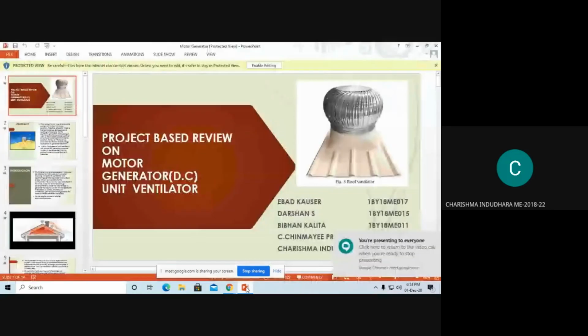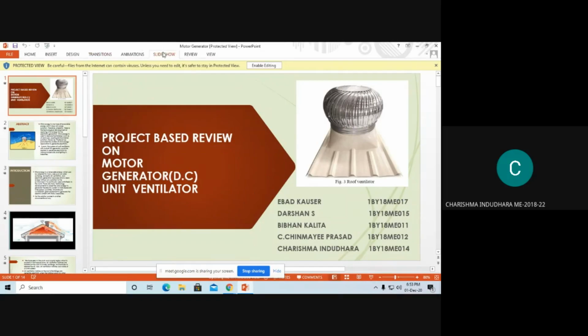Hello, everyone. We are from the fifth semester mechanical batch, and this is the project based review on motor generator unit ventilator by Ibad Kausa, Darshan S, Bivan Kalita, C. Chinmay Prasad, and Charishma Indudara.